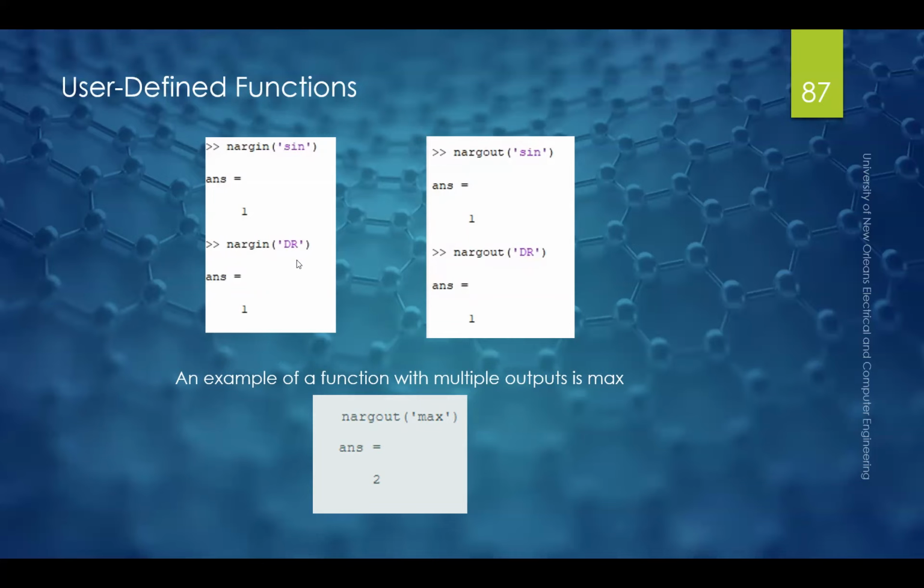We can do the same thing for the function we built for DR, and we know that the function expects 1 input, right? Same idea for the nargout command, which will tell you the number of output variables that you're going to get. And in the case of the sin function, you know you're going to get 1 result. And same thing for the DR function, we get 1 result, right? 1 output.